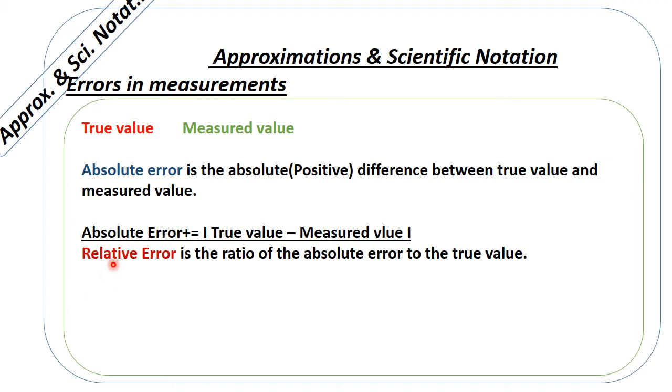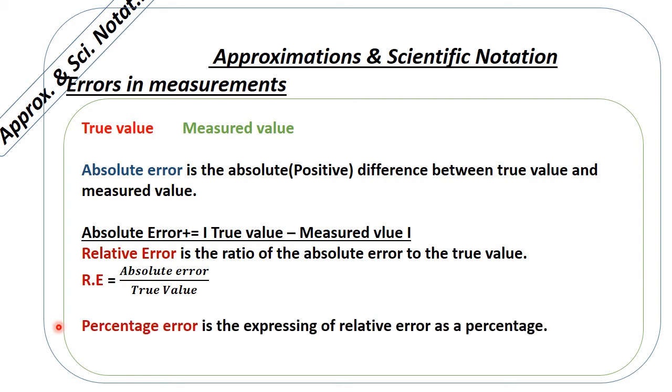The second type of error is called relative error, which is just the ratio of the absolute error to the true value. So once you find the absolute error, you can divide it by the true value. What you're going to get is the relative error. So relative error is absolute error divided by true value. The last one is percentage error, which is expressing the relative error as a percentage. So percentage error is just your relative error multiplied by 100%.